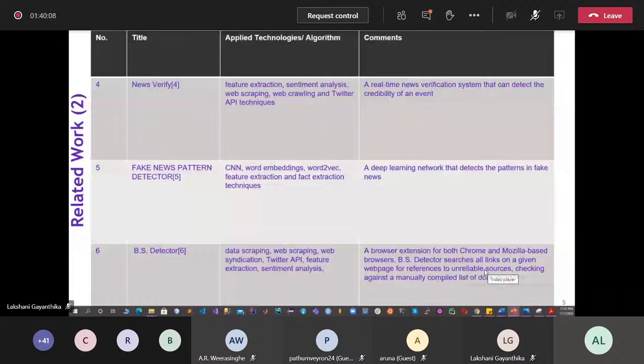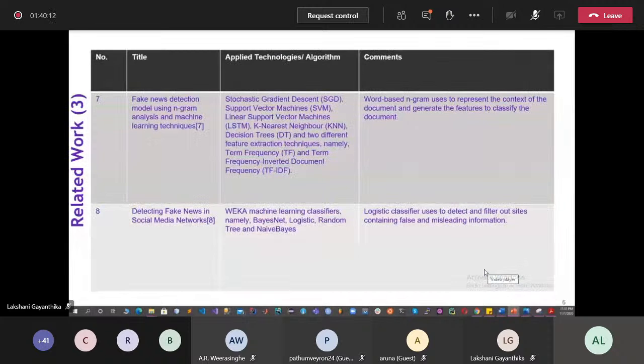As for the third set of related work, for the fake news detection module using n-gram analysis, they have used several machine learning techniques like stochastic gradient descent, support vector machines, LSTM, KNN, and decision trees to get the word-based n-grams to represent the context of the document and generate the features to classify those documents. So the eighth one, for detecting fake news on social media networks, basically they have used machine learning classifiers like Bayes net, logistic, random tree, and ways to detect and filter out sites containing false, misleading information.